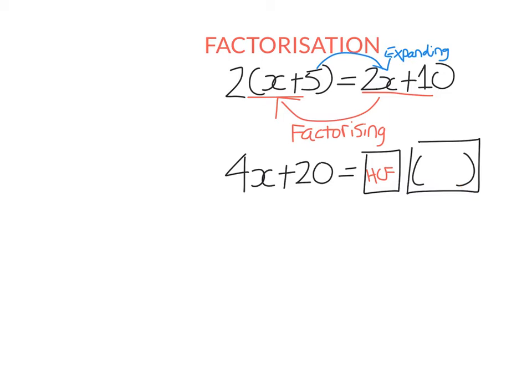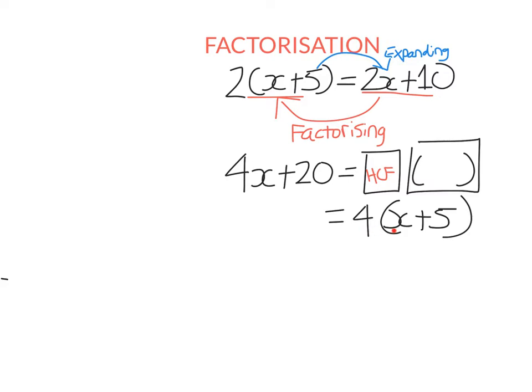So what is the highest common factor of 4x and 20? We need the highest number that goes into 4 that also goes into 20. Well, that's just 4. So what we're going to do is write 4 out the front and set up our brackets. In the brackets, we go 4x divided by 4. Another way of thinking of this: what do I times by 4 to get 4x? Of course, you need to times by x. What do I times by 4 to get positive 20? Well, that's positive 5. Okay, and then we're done.